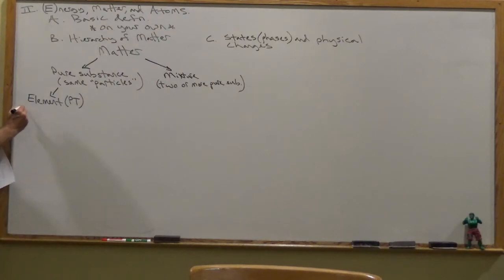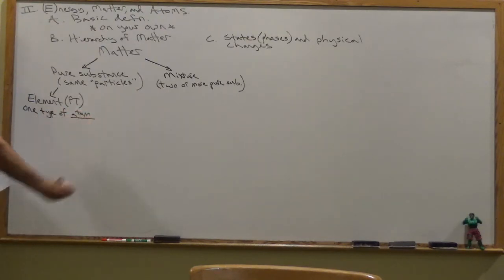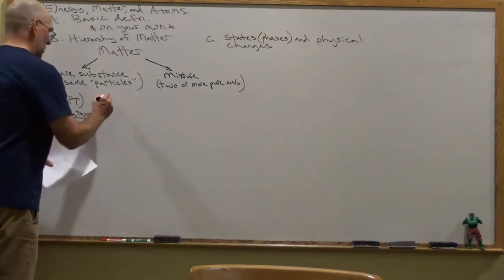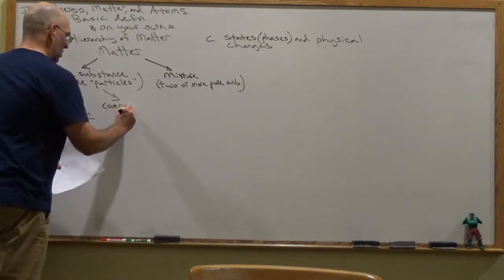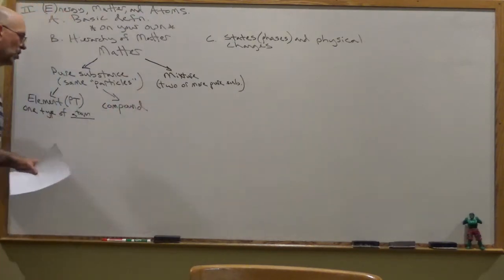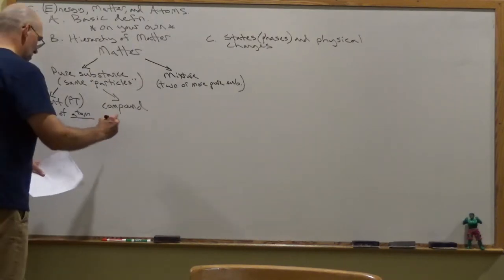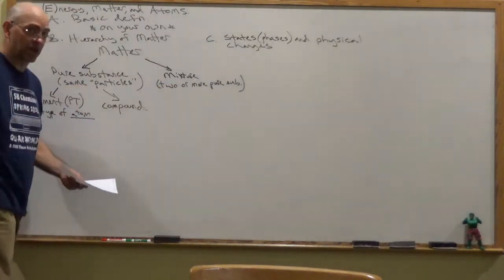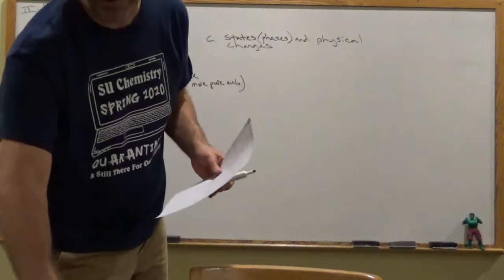So an element is one type of atom. We're going to talk a lot about atoms, of course. Or when atoms bond together, we call those a compound. So there's no periodic table of compounds. That would be ridiculous. And my computer's about to log off.